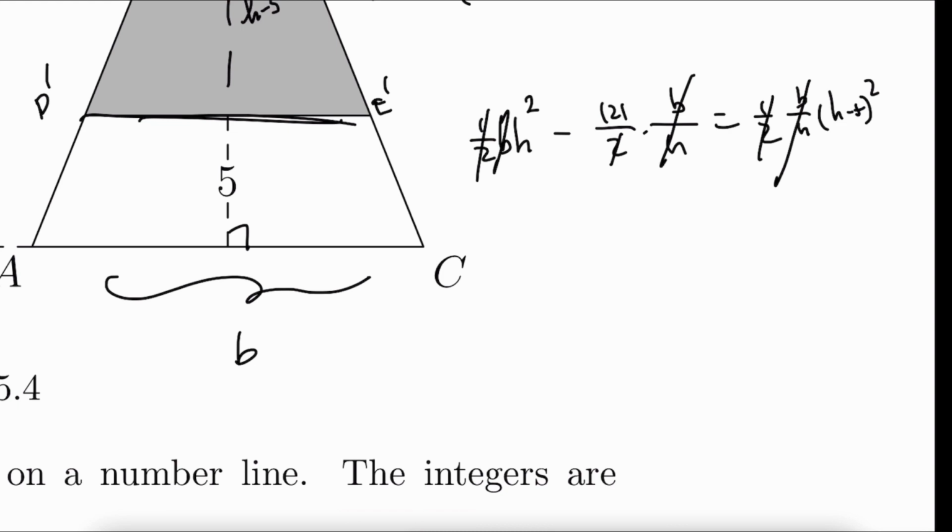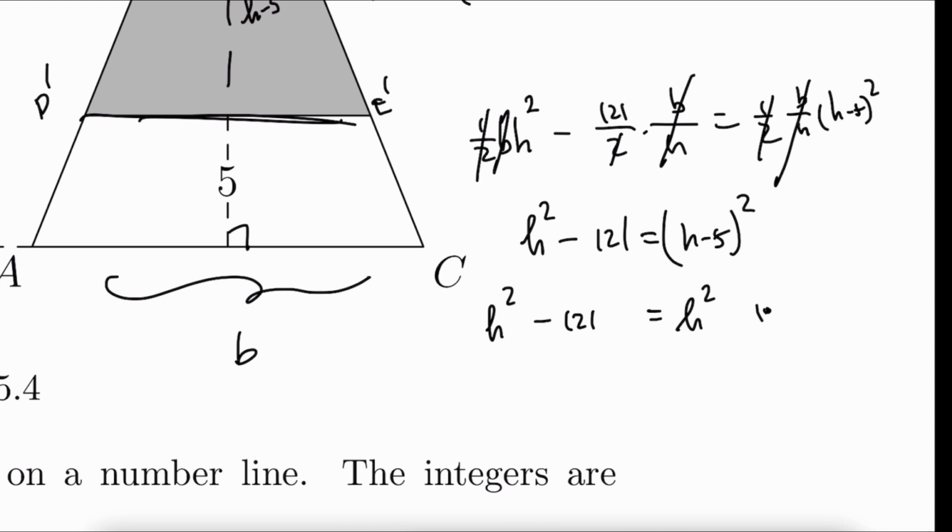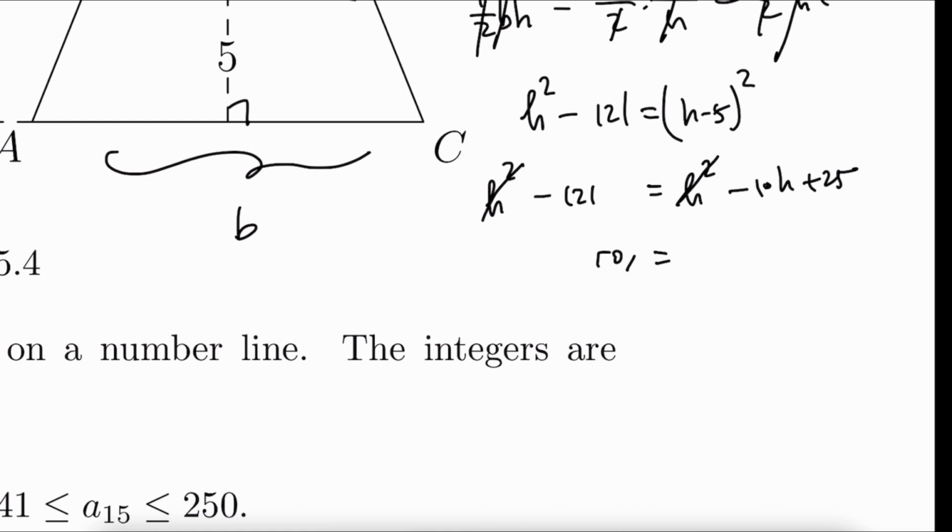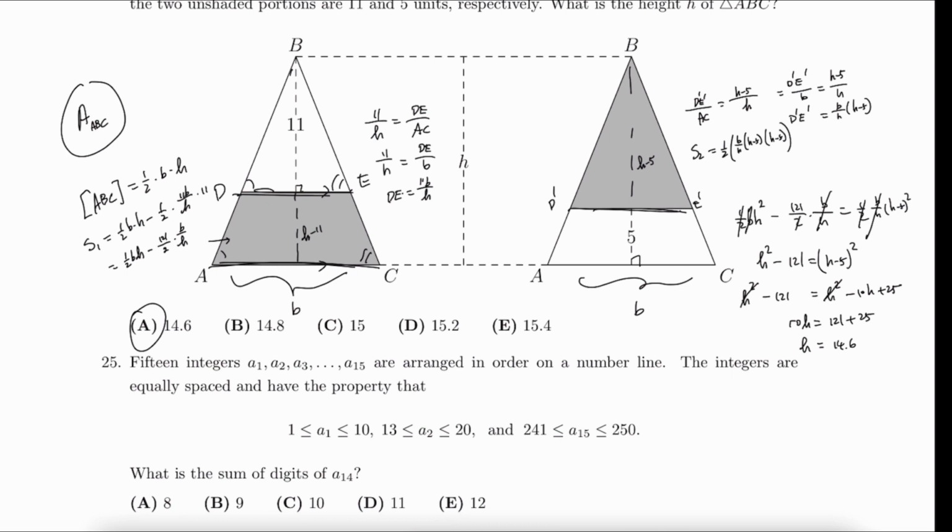H squared minus 121 equals H minus 5 squared, which means that H squared minus 121 is H squared minus 10H plus 25. That cancels out, which means that 10H is 121 plus 25, so H is equal to 146 divided by 10, 14.6, which means our answer is A. Nice. Let's move on to number 25.